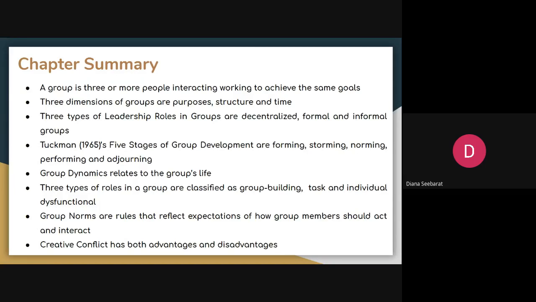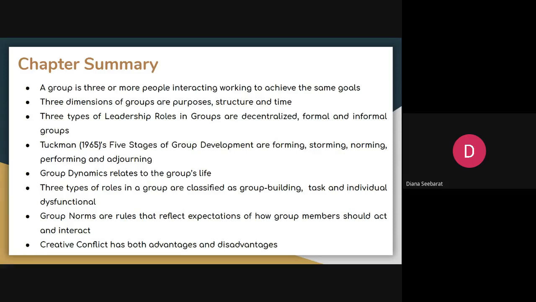So for my part, the summary is: a group is 3 or more people interacting, working to achieve the same goals. 3 dimensions of groups are purposes, structure, and time. 3 types of leadership roles in groups are decentralized, formal, and informal groups. Tuckman, 1965. 5 stages of group development are forming, storming, norming, performing, and adjourning.